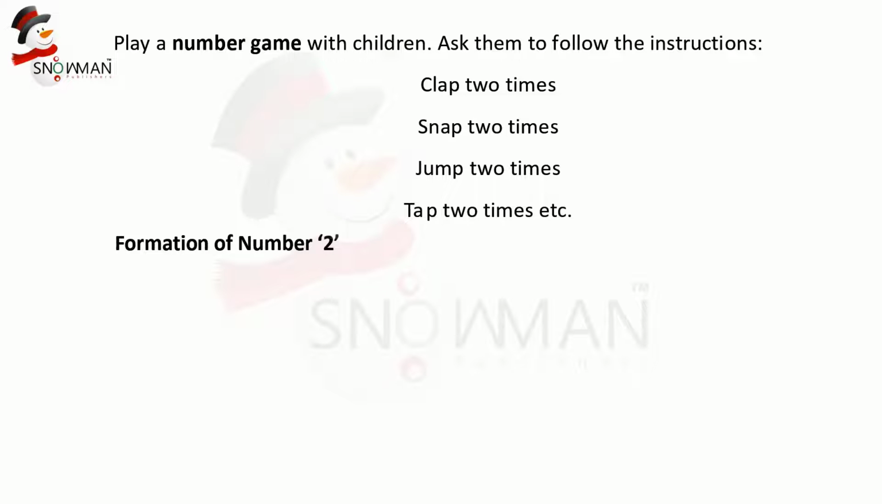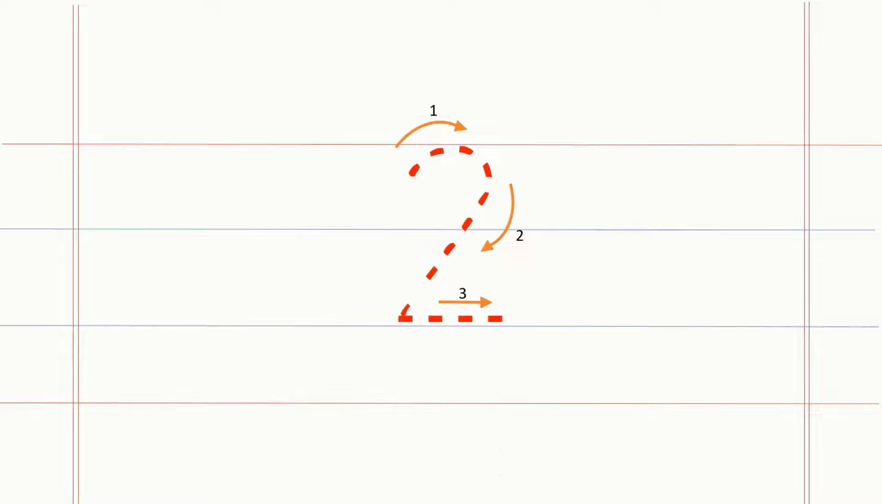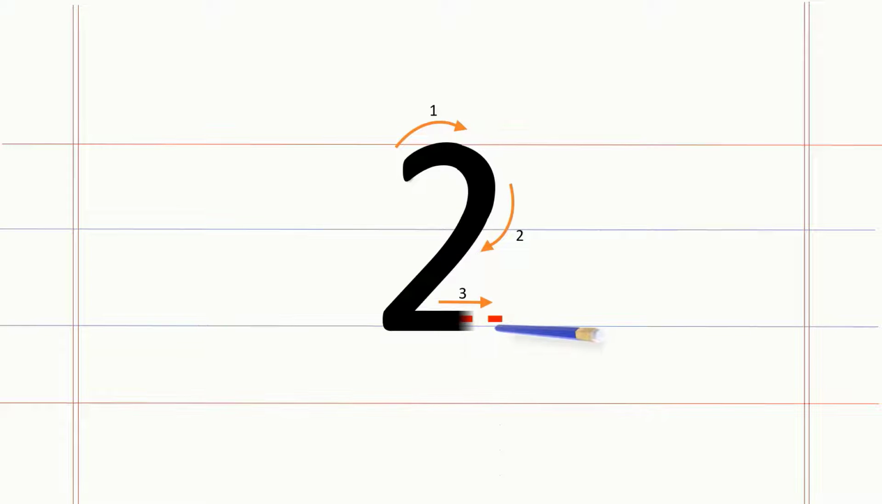Formation of number 2. Write number 2 on the board and give instructions. Start from the red point. Draw a curved line around and then draw a straight line across the bottom.